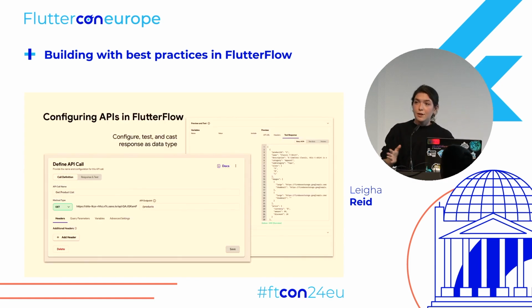So inside of FlutterFlow, I can configure an API call. We have this section in the left-hand side rail where I can define an API call. I can specify my URL, any headers, query parameters, and these can be static, or again, they can be bound to a variable so that they're dynamic. I also have this nice Postman-like interface where I can just test the request right there and see what it looks like, and even cast that as a data type, which is essentially just like a struct class in Dart that we generate for you based on the JSON schema of the response.